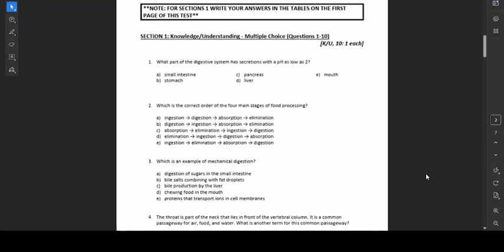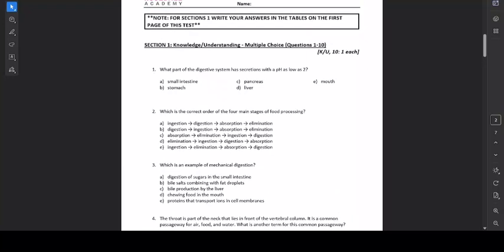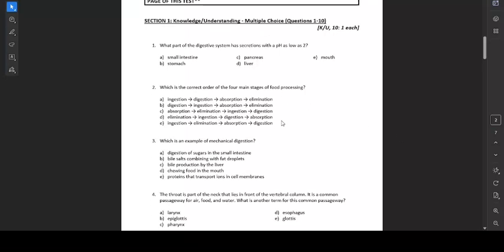What part of the digestive tract has secretions with a pH as low as 2? We know it's B, stomach, because stomach acid has a pH of 2. Which is the correct order for the four main stages of food processing? First, we have to eliminate D, C, and B, because we have to take something in before we can do any digestion. So: ingestion, digestion, absorption, elimination. That is the only order, because the others don't make sense. So for two, you're going to go ahead and pick A.